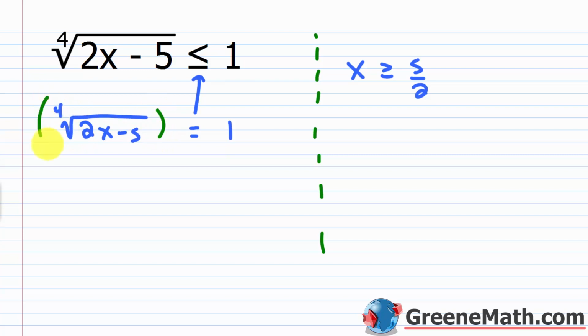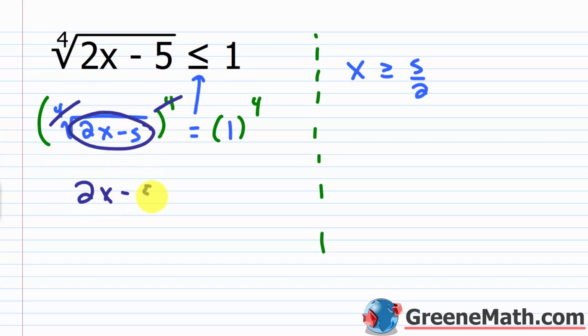To get rid of the radical, since my index is a 4, I'm going to raise this to the 4th power, and then to make it legal, I'm going to raise this to the 4th power. So this is going to cancel here, and I'm going to have my radicand, just my 2x minus 5. This will be equal to 1 to the 4th power, which is obviously 1.